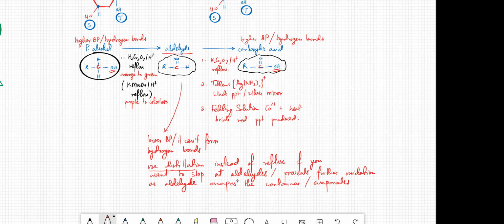And they're going to ask you, why does this work? They did ask you in one of the papers to give an explanation for this. You would have to explain that alcohols and carboxylic acids form hydrogen bonds, so they have higher boiling points. Aldehydes have a lower boiling point because they can't form hydrogen bonds. So as soon as aldehydes are formed, they're going to evaporate and escape the container, which prevents further oxidation. So stop using reflux, start using distillation. That is what is needed if you want to stop at aldehydes.